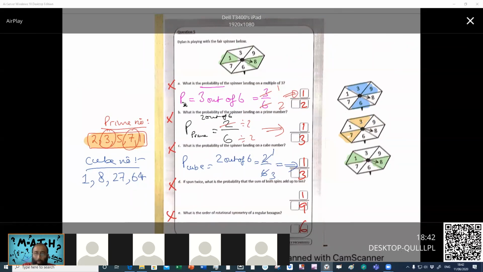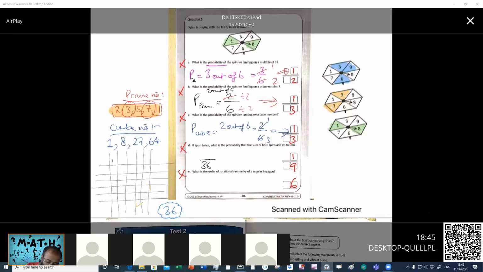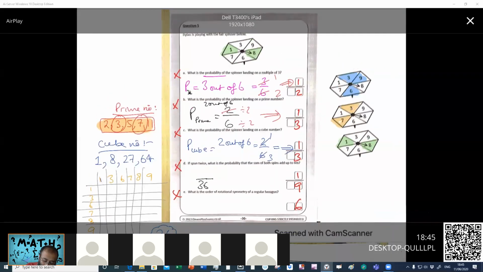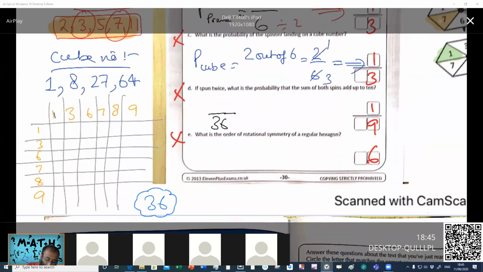Now, how many ways are there of making a 10? 1, 3, 6, 7, 8, 9. I've got to use the numbers above, and we've got to make them from that. Let's have another go. Okay, so we've got 1, 3, 6, 7, 8, and 9. Those are the numbers we need to be looking at.